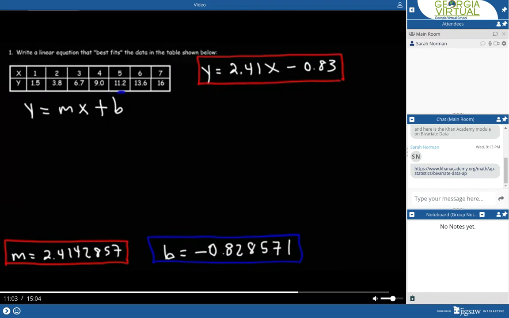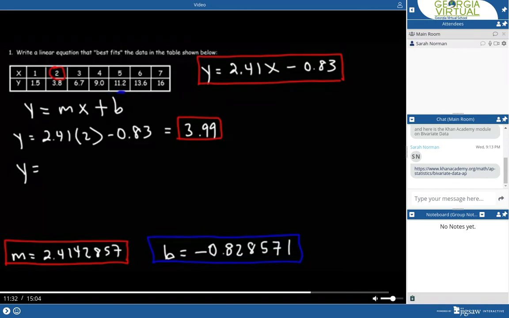And let's check it. Let's see what our y value will be if we plug in an x value of 2. This is going to be 2.41 times 2 minus 0.83. And so we get 3.99. Now 3.99 is not too far away from 3.8. So that's a good approximation.